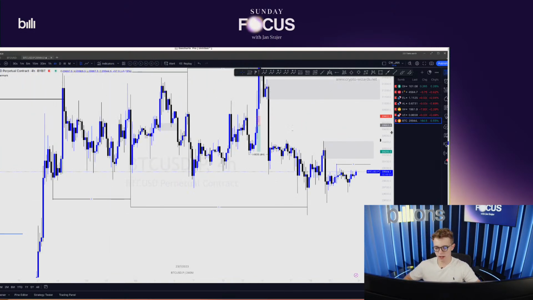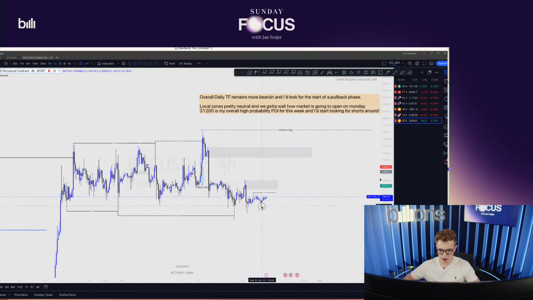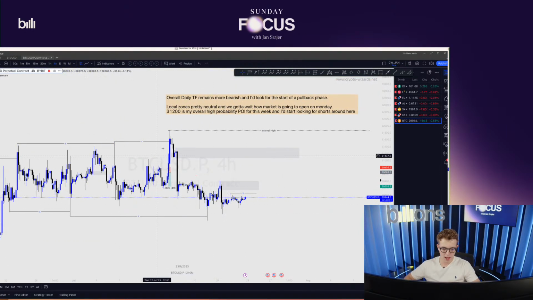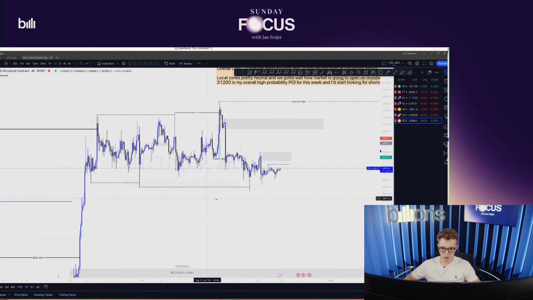We can keep this. Going to the 4 hour time frame, really is just trying to mark out the overall zone that we are trading right now. So strong low still remains the same.